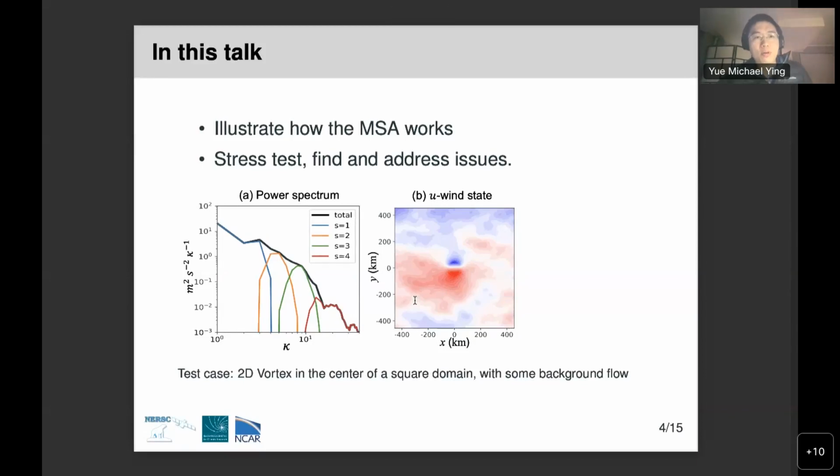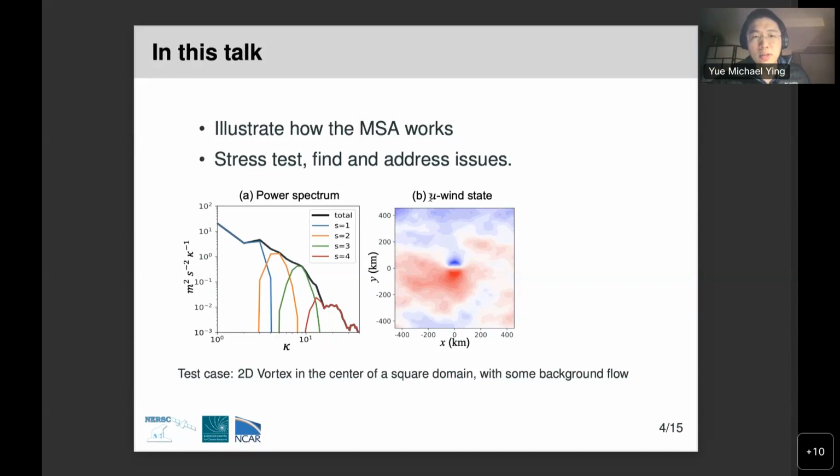So in this talk, I would like to further illustrate how the MSA method works in a different test case. And we try to stress test the new method, because in the more difficult test case, we found more issues, and try to address them and improve the method. So the test case is a two-dimensional vortex located in the center of a square domain.